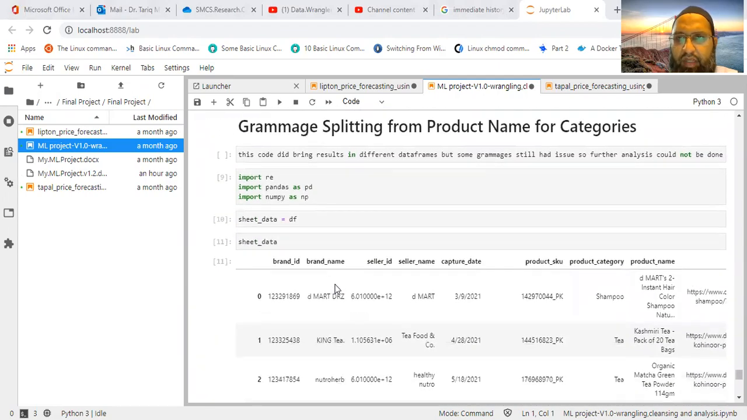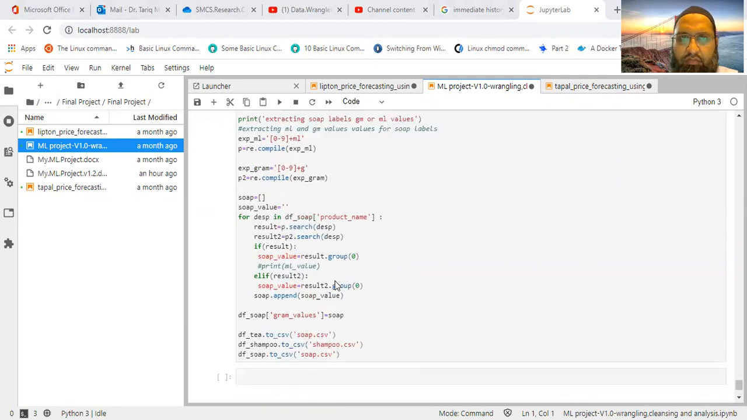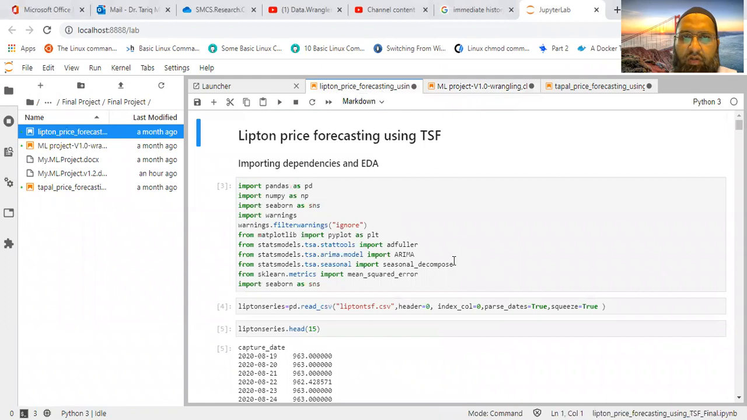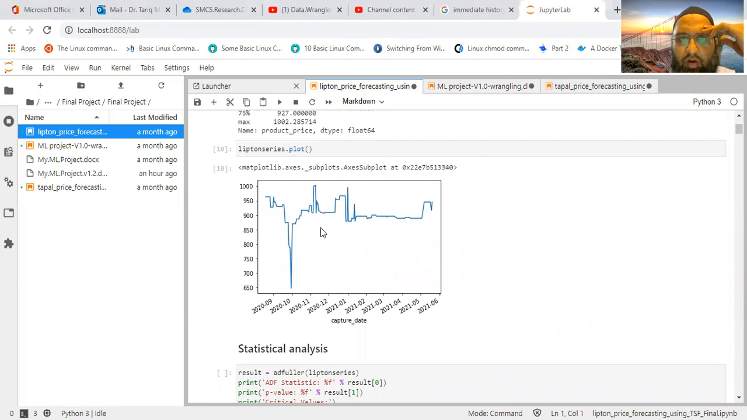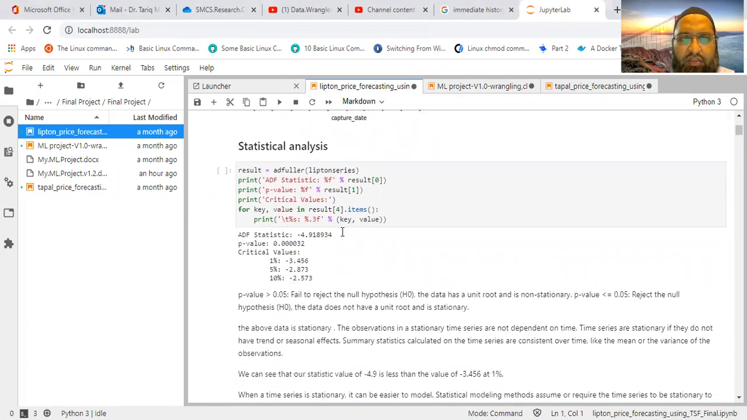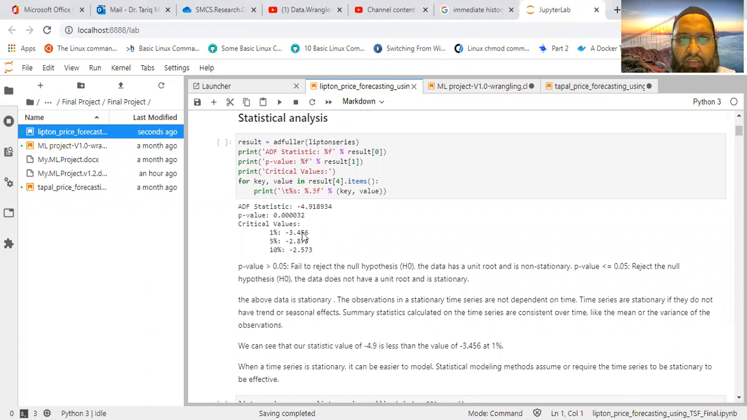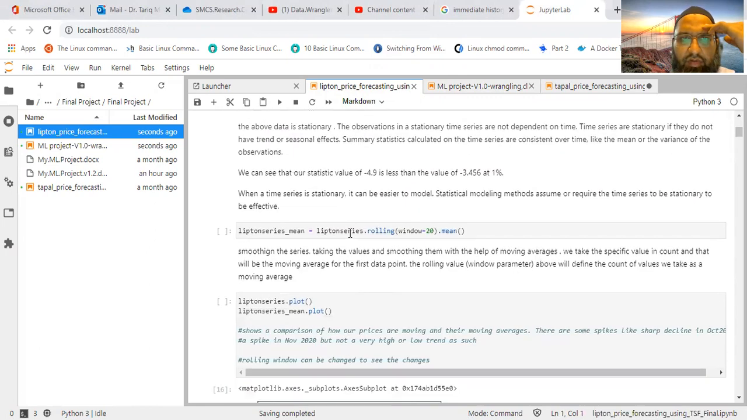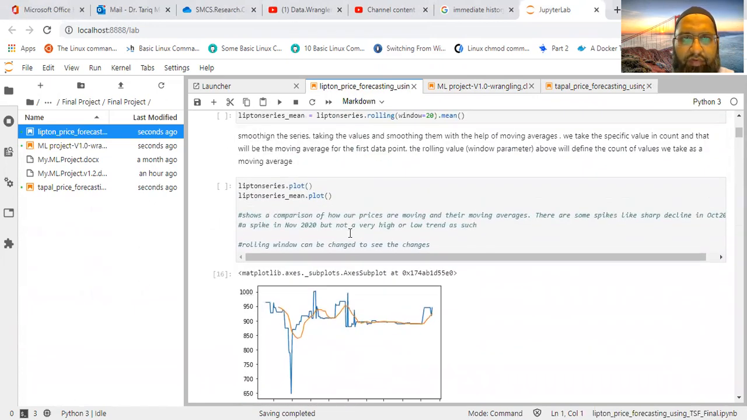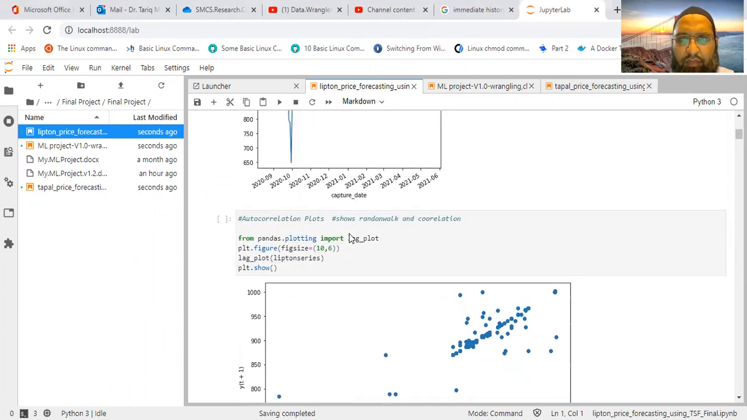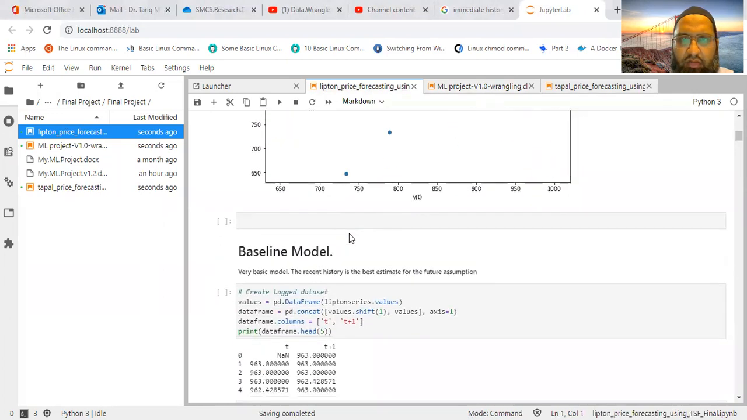So we have this ANOVA in more detail, and you can just go through them. If you want to forecast for Lipton, we can see the head and the tail. This is the plot, which is not looking like a time series plot in any case. We can see that the series in this case is not stationary. So we need to make the series stationary. First, what we have done is that we have plotted the mean. I don't think the mean is looking consistent here. So the Lipton series is like this.